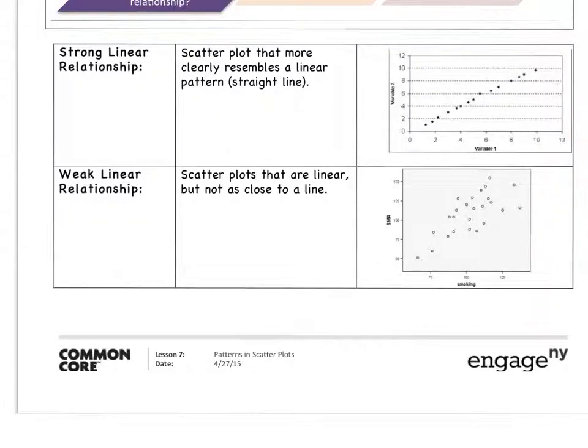So now take a look underneath that table. We're going to talk about different types of linear relationships. The first one is a strong linear relationship, and the opposite is a weak linear relationship. Notice that when there is a strong linear relationship, it clearly resembles a linear pattern or a straight line. Notice in my graph how closely those points look like a straight line. So the main keyword is it clearly resembles a linear relationship.